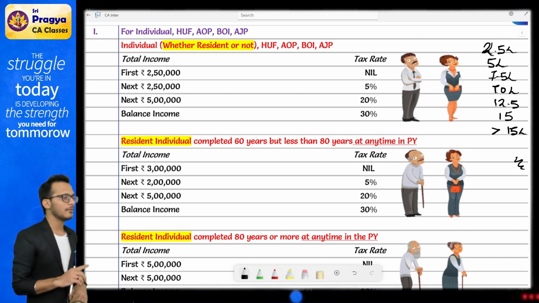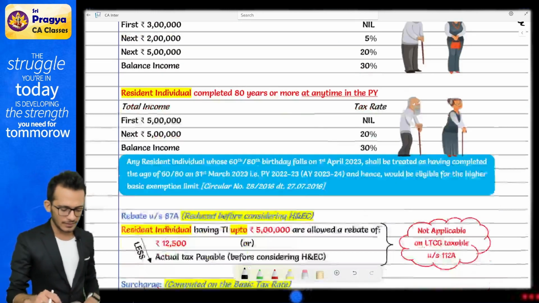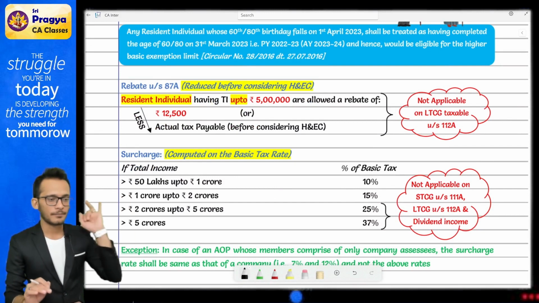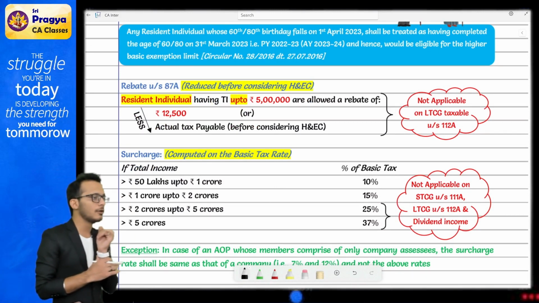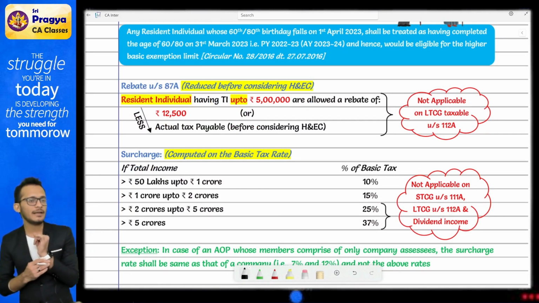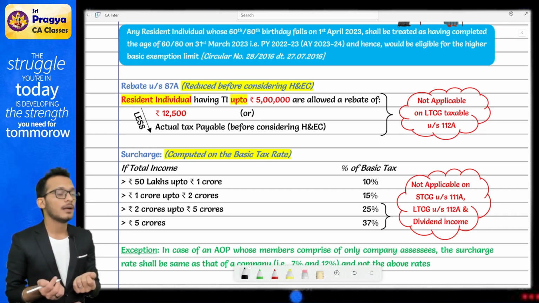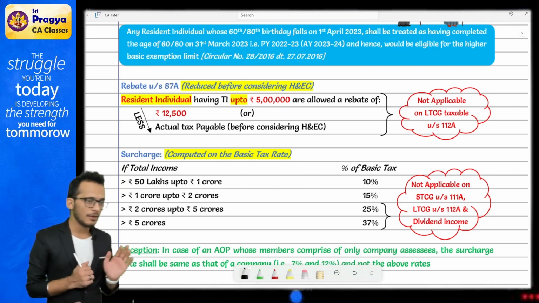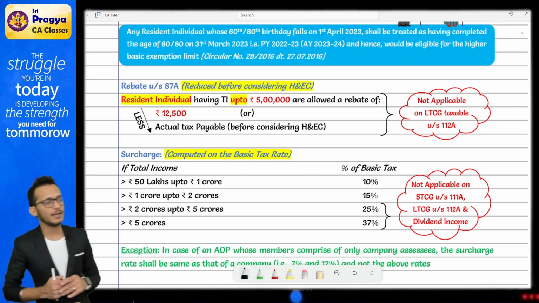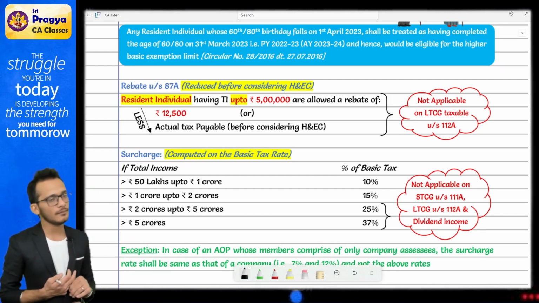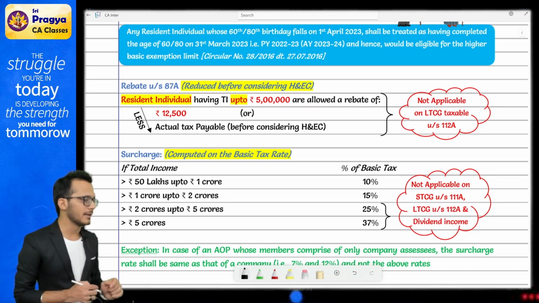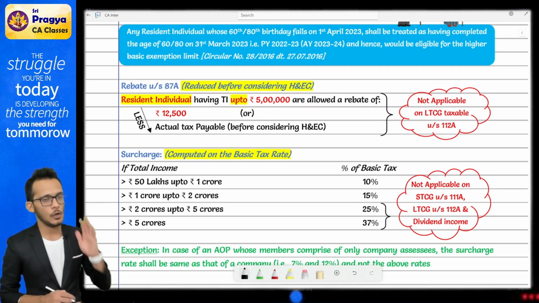Yes, the moment you have identified your slab rates, you then have to ask yourself, are you rich or poor? If you are poor, you will get something called rebate. Rebate in your income tax starts for a resident individual with an income up to 5 lakhs. If your income falls up to 5 lakhs, then you will be eligible for a rebate of 12,500 or the actual tax, whichever is lower.